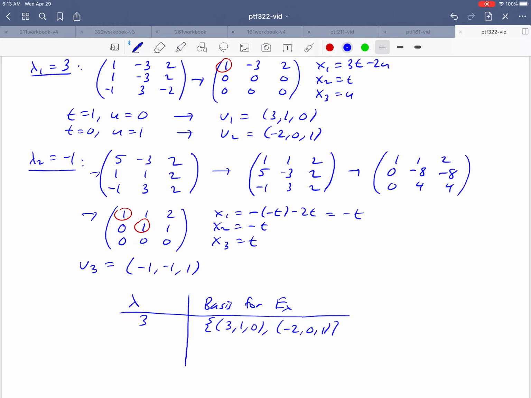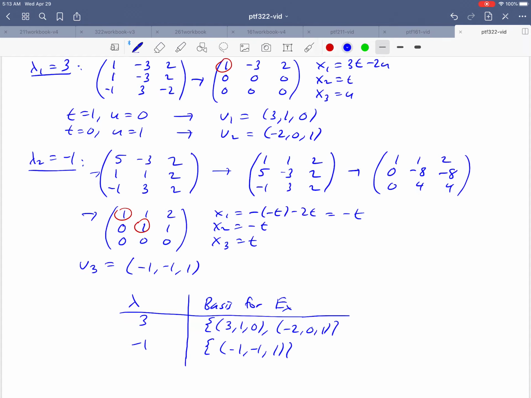Okay, and then the other eigenvalue was -1. For its basis, we just need 1 eigenvector. And it looked like that. Okay, so we've answered the question for part A. We're ready to move on to B, which was asking us, is the matrix that we started with diagonalizable?